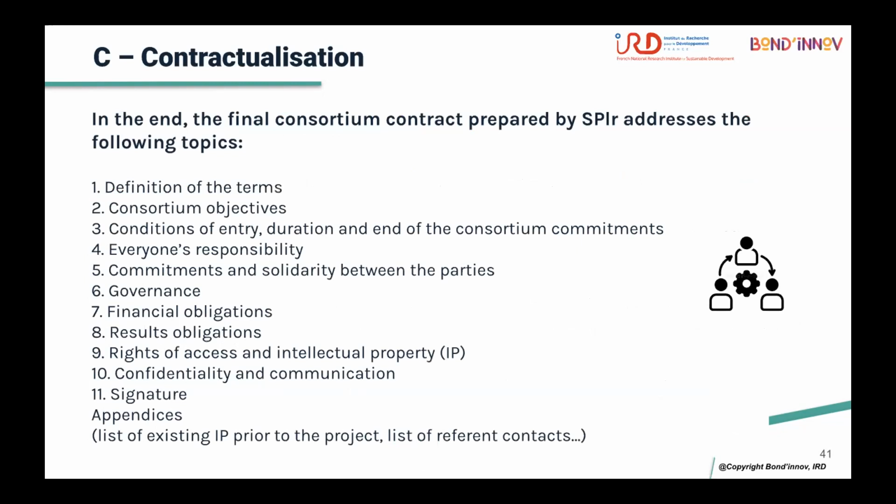At the end, the final consortium contract addresses the following topics: the definition of terms. This is very important. So what do we mean by result? What do we mean by asset? What do we mean by consortium, etc. Then the consortium objectives, the condition of entrance in the consortium, or the condition of participation, the duration, and the condition of leaving.